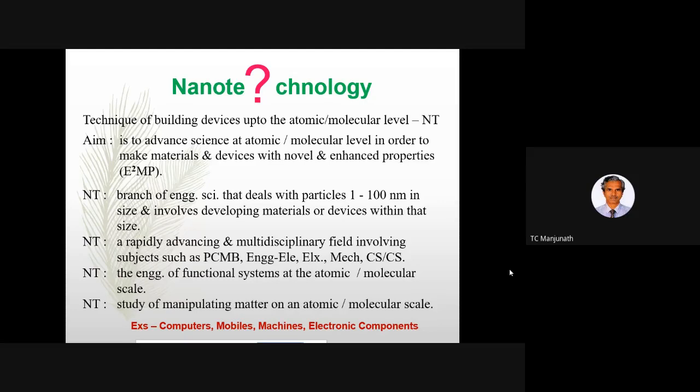If you take a macro system, whatever properties it has, if the size of the system is reduced and the same properties are incorporated, then everybody will go for the micro or the nano system. Right now, what is this? Different countries define nanotechnology in different ways. So I'm letting you know various countries' definitions here.